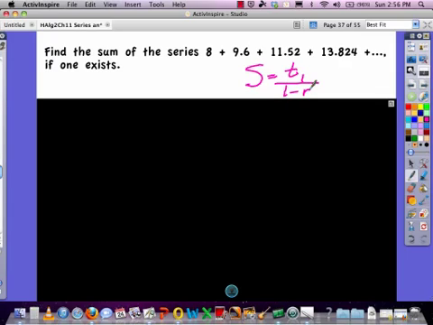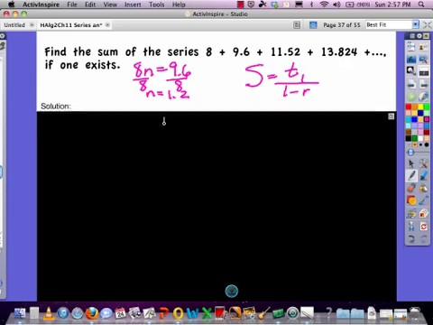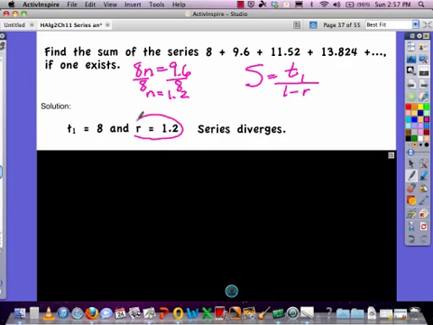So if it's geometric, you have that first term. 8 times some number is going to give me 9.6, so do the math. We divide by 8, and I think we get 1.2. Okay? So that value of 1.2 is our constant ratio, or r. R is our change agent, and the absolute value of r is greater than 1, so by definition the series diverges. It does not go to a single number.